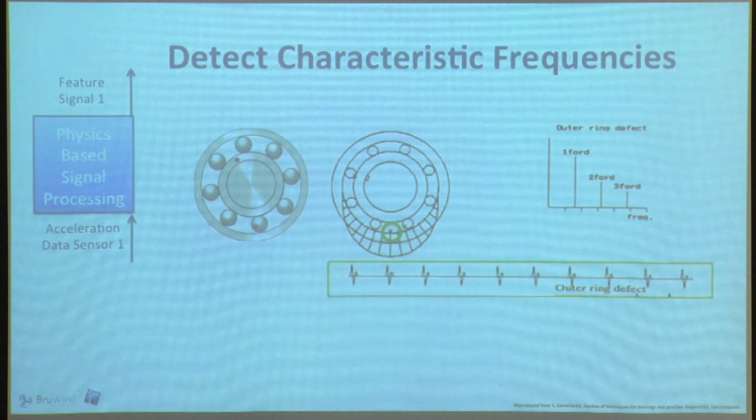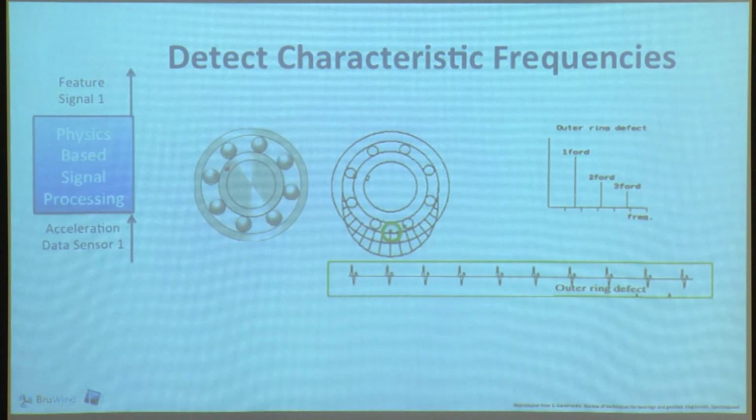So this is the load zone, by the way. Your shaft is pushing, and in that zone you have high load. The other side is not loaded too much. I will use this later.